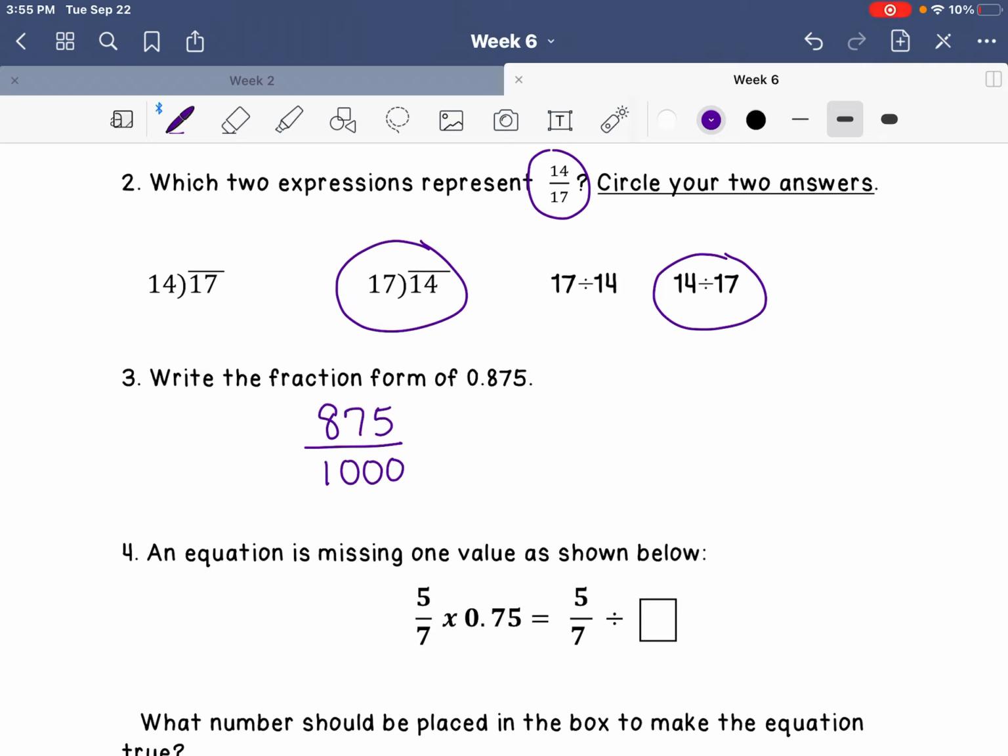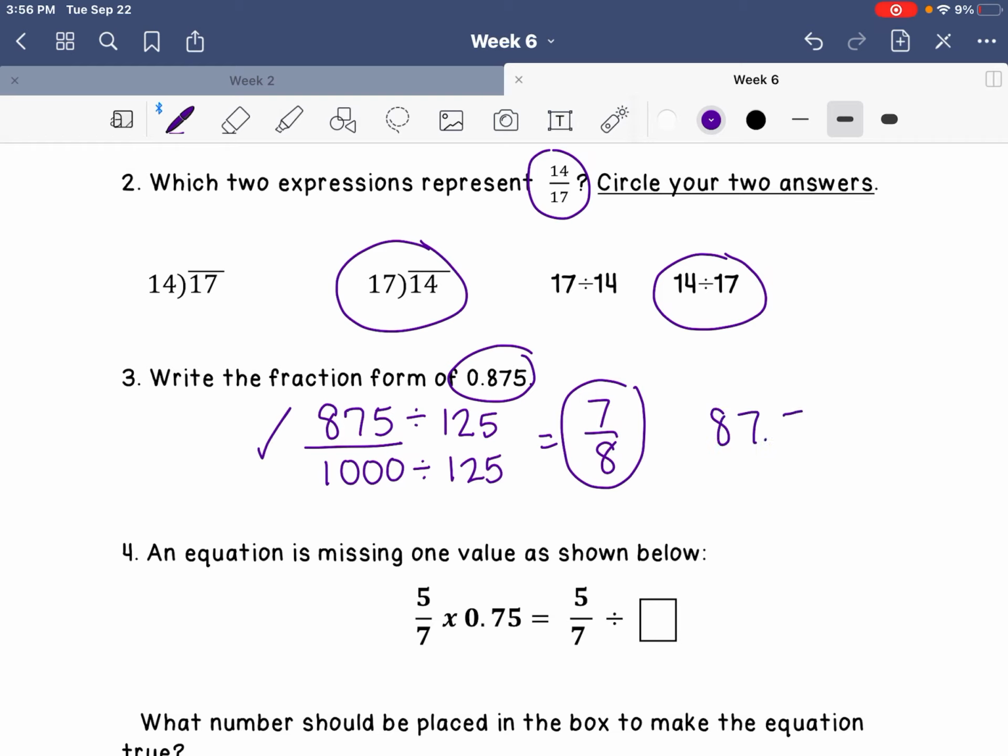But if you didn't know that, you could find the greatest common factor of 875 and 1,000, and it's 125, and that equals 7/8. But this right here is why I ask you to remember that this is 875 thousandths. It's 7/8. It's also 87.5%.